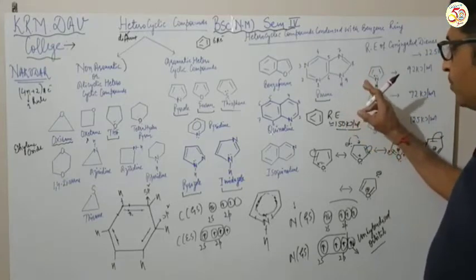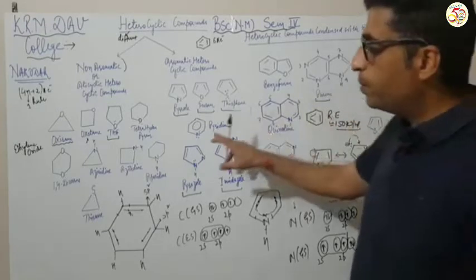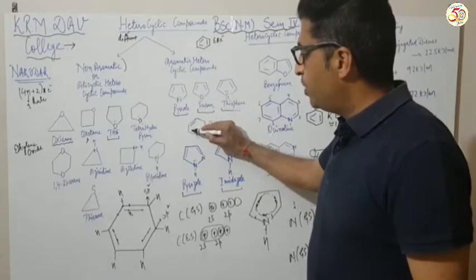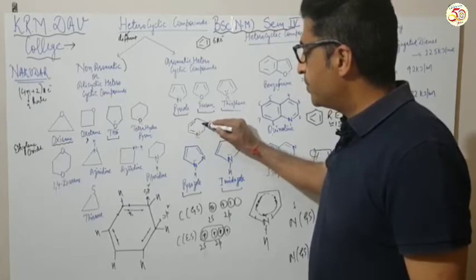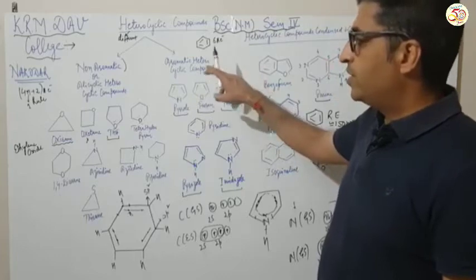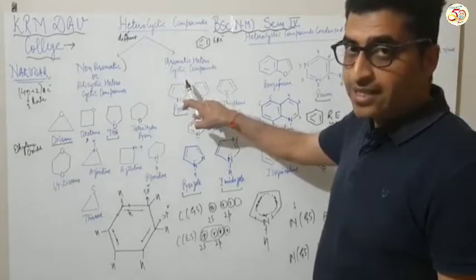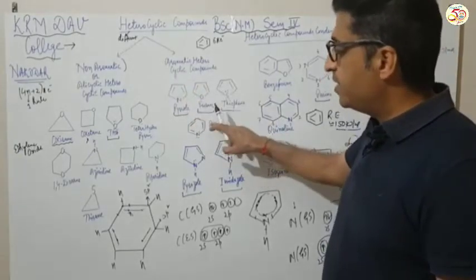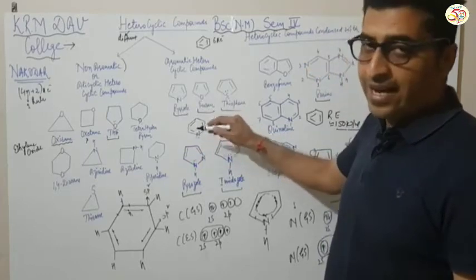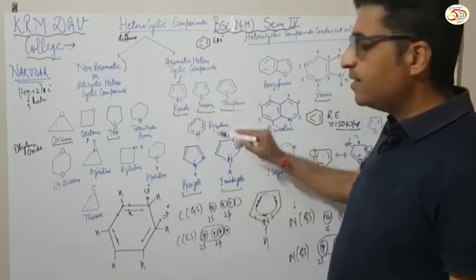I want to compare pyrrole with, see which molecule? Pyridine. Let me simplify this. What is the difference between pyrrole and pyridine? Pyrrole is a heterocyclic compound, which is a 5-membered compound with nitrogen as a heteroatom, and pyridine is a 6-membered heterocyclic aromatic compound with nitrogen as a heteroatom. So the difference is that pyrrole is 5-membered and pyridine is 6-membered.